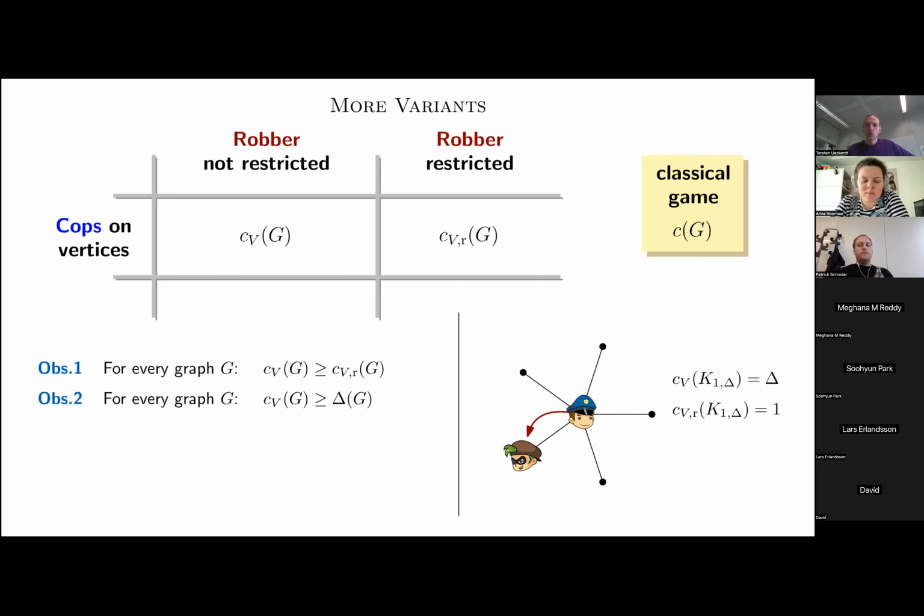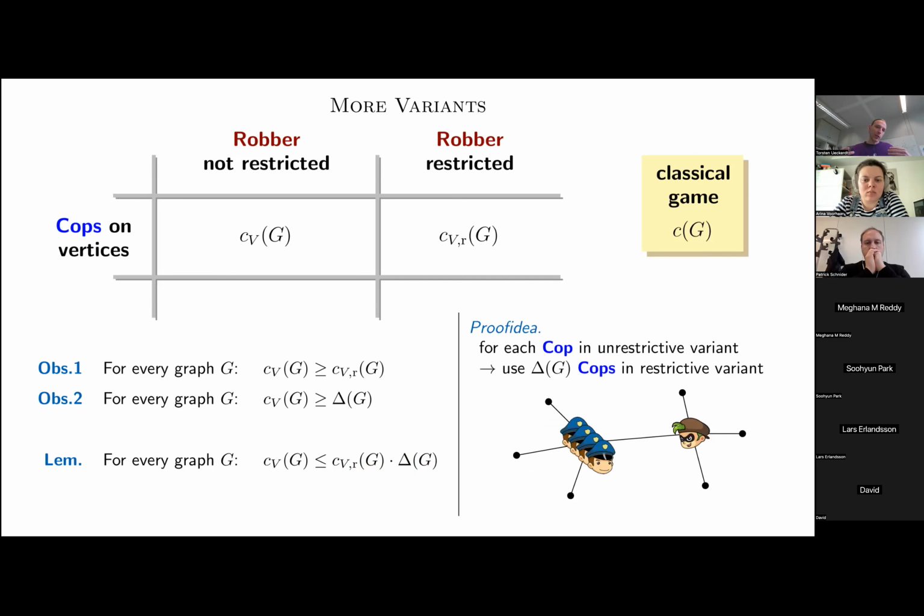Okay, so this restriction and non-restriction might make a huge difference. It might be a factor of delta apart. Actually, you can prove that it's always at most a factor of delta apart. Okay, so for every graph, in the unrestricted version, you need at most delta times as many cops as were needed in the restricted version. Okay, let me also show you a proof idea of this.